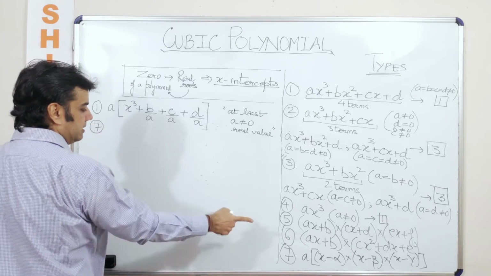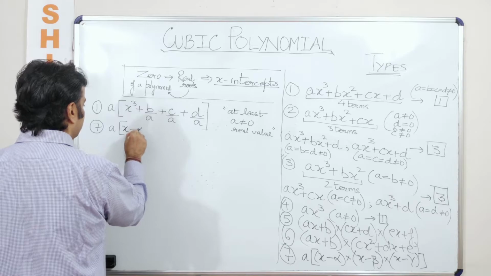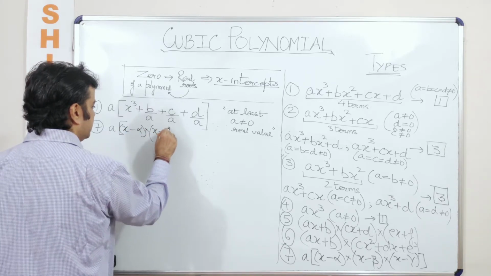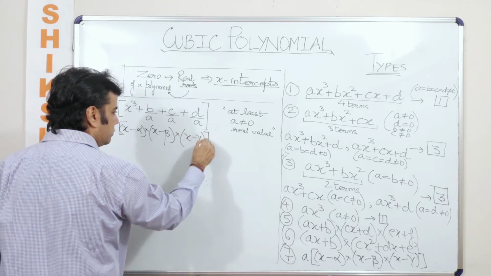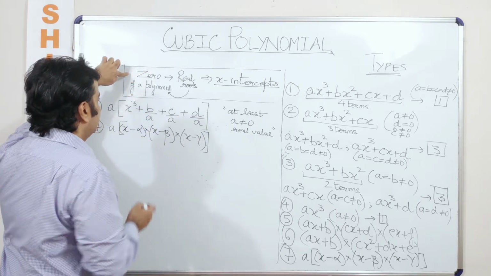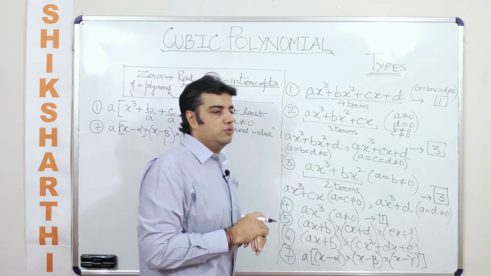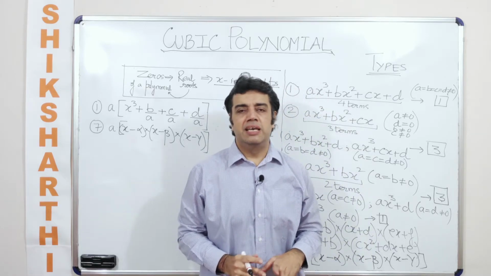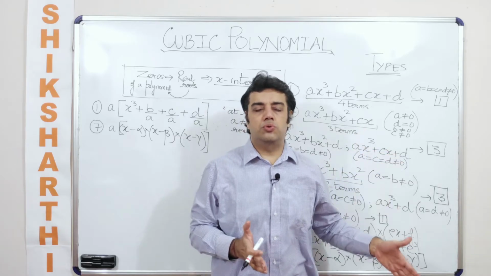Then the 7th one that we had written. If I rewrite the 7th form, it is just like saying a times (x minus alpha) into (x minus beta) into (x minus gamma). As of now, we have not equated it to 0, because the moment I equate it to 0, it is then only that I talk about the zeros of a polynomial. Mark the words being used. We talk about the zeros of a polynomial when that particular polynomial is equated to 0.